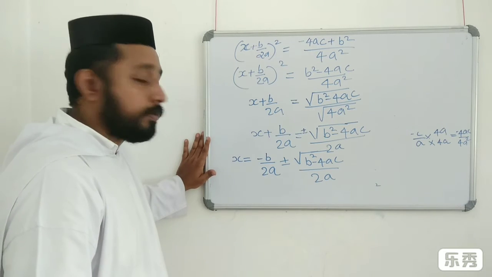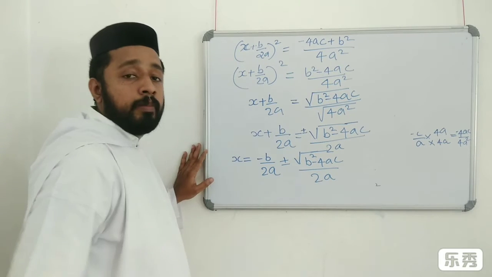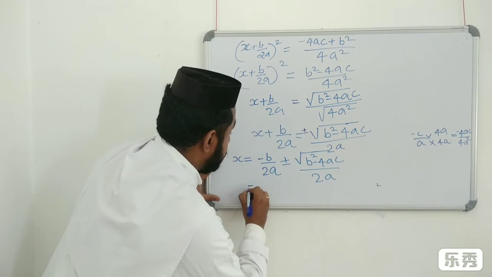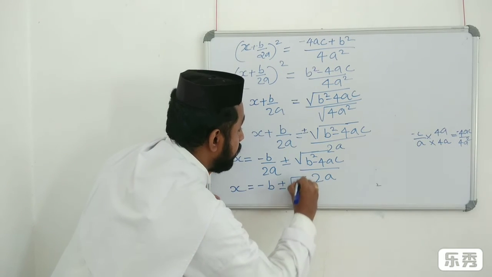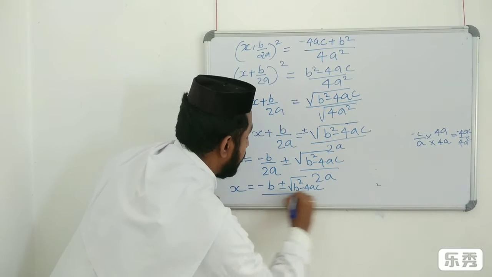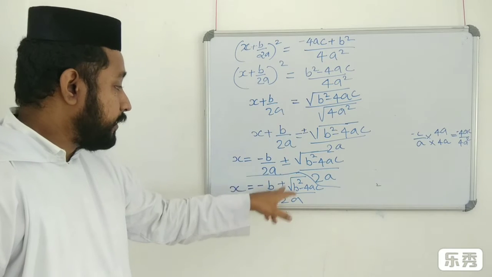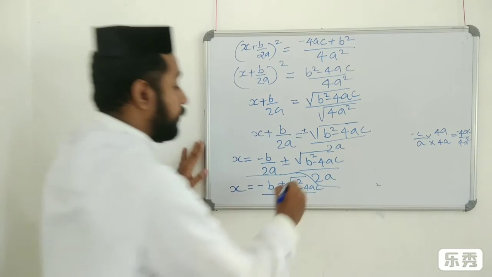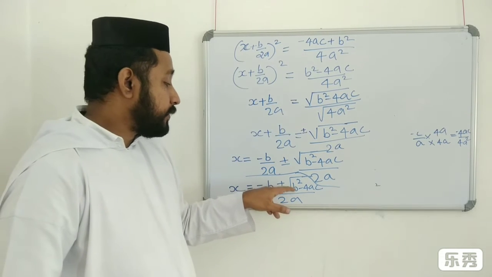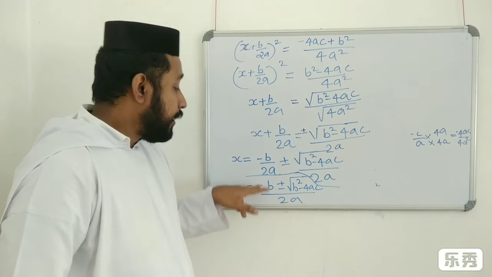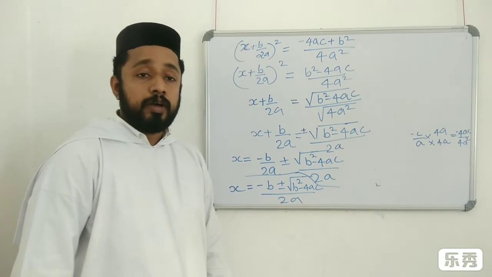Here 2a is the denominator, here also 2a is the denominator, so we can add them. So x is equal to minus b plus or minus root of b square minus 4ac divided by 2a. So we have two values: x is equal to minus b plus root of b square minus 4ac by 2a, and minus b minus root of b square minus 4ac by 2a. So we got two values for x.